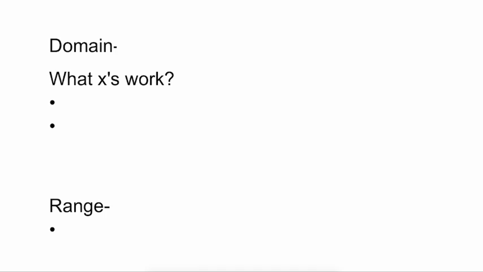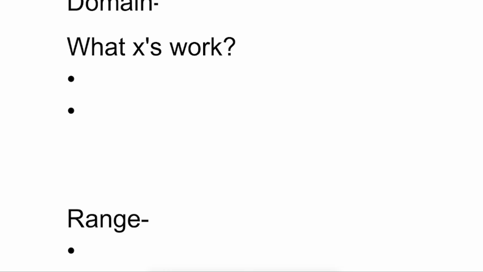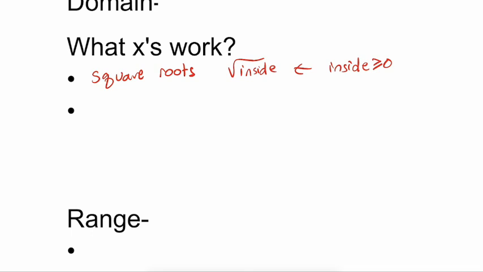Remember, the domain is what x's work. And there's two main types of domains that you really have to remember about. The first is going to be square roots. What messes up a square root? Well, whatever's inside has to be greater than or equal to 0. Many of the functions we're going to deal with are going to have domains of all real numbers. I can put in whatever works. But square roots, we might have some issues with, okay?